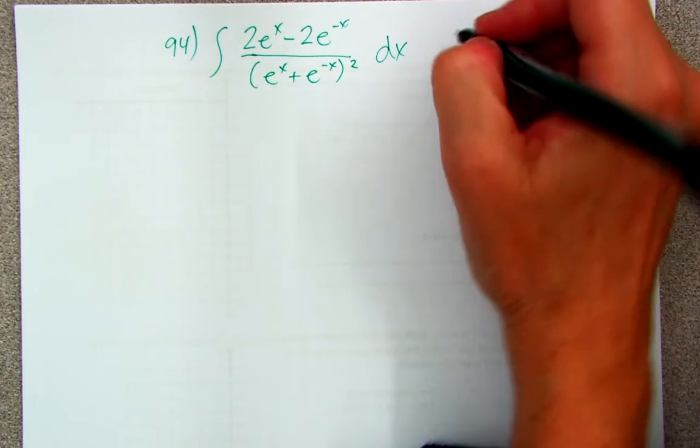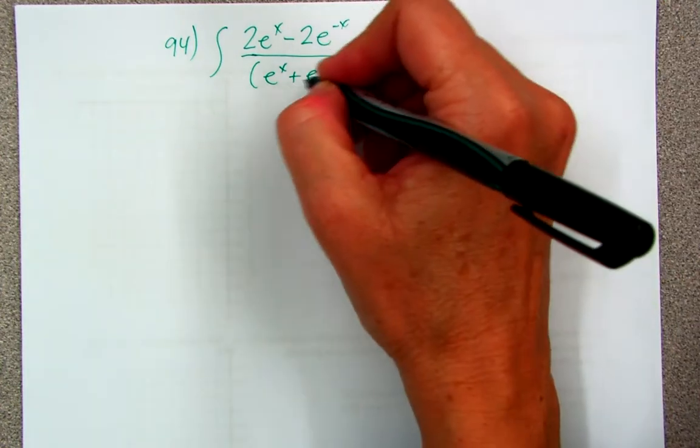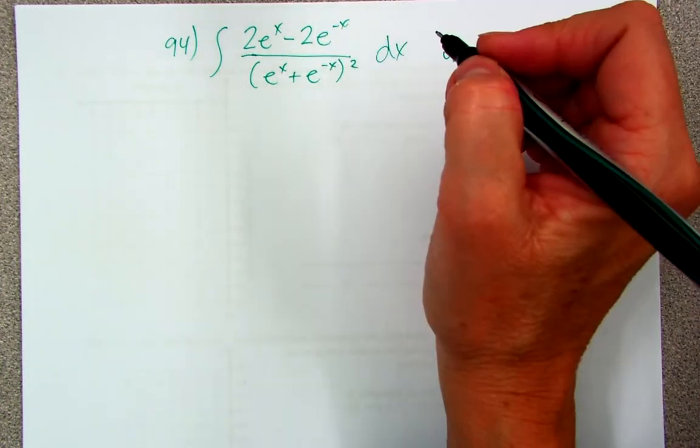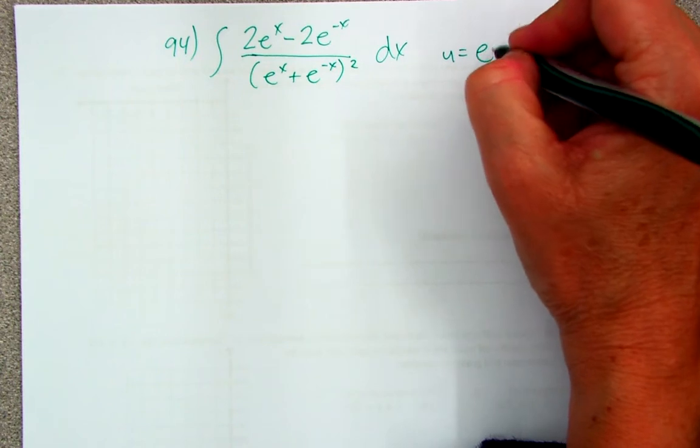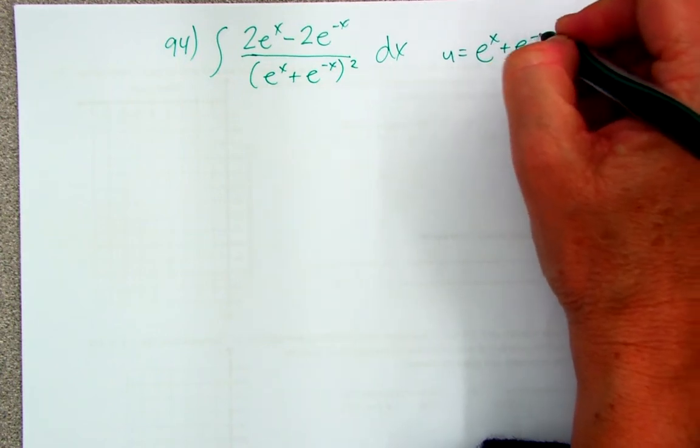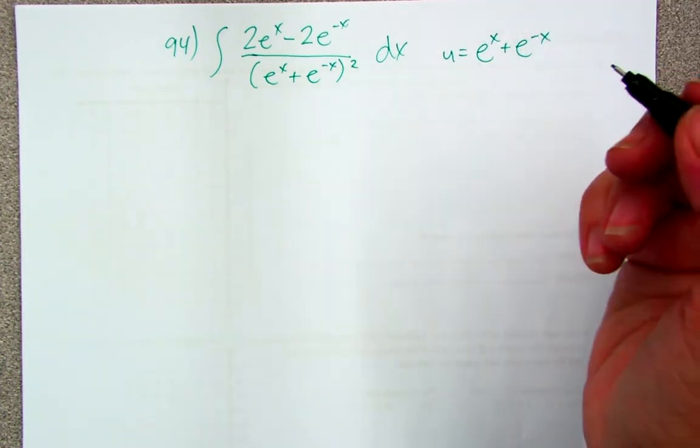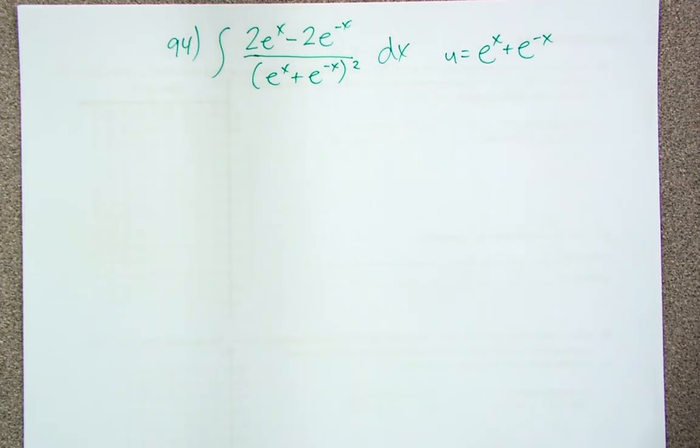So let's go ahead and let our u substitution be our denominator. That just seems to be a common practice. I don't know where to start, so let's just start here.